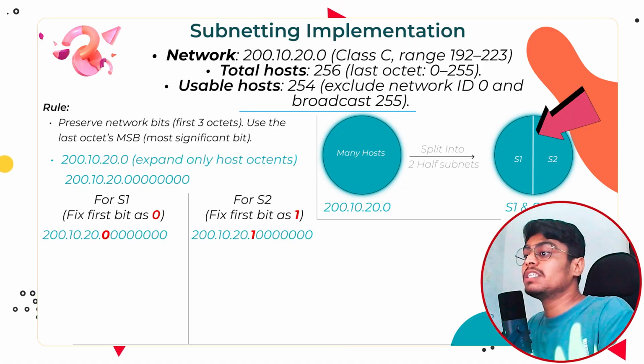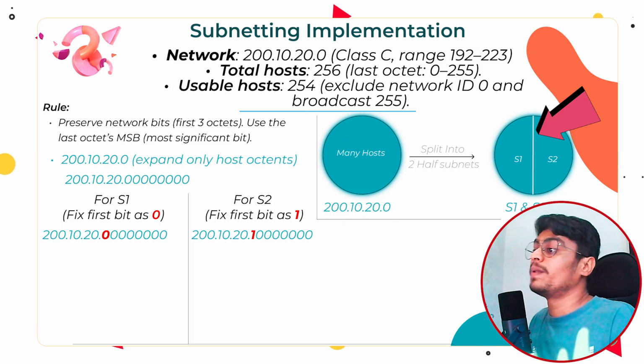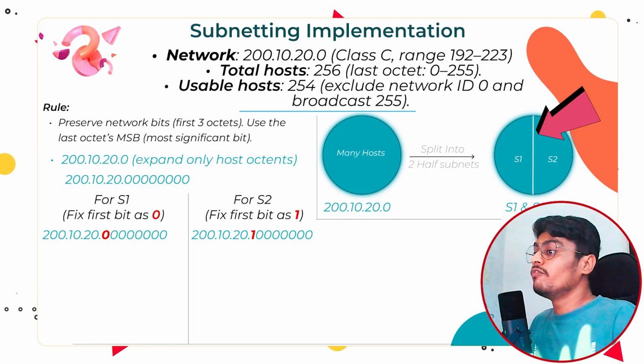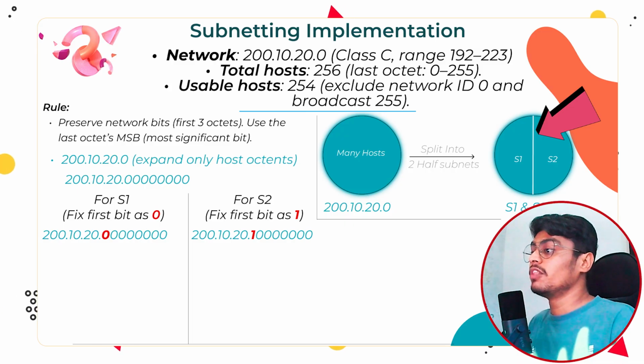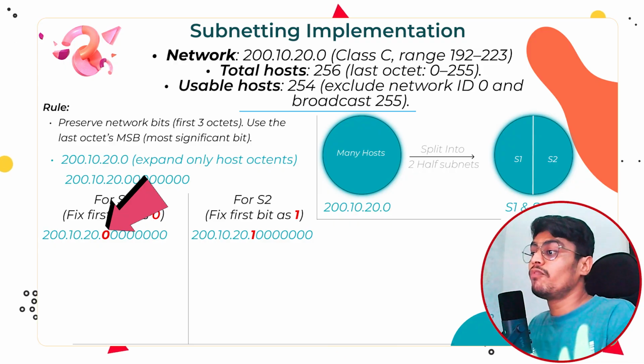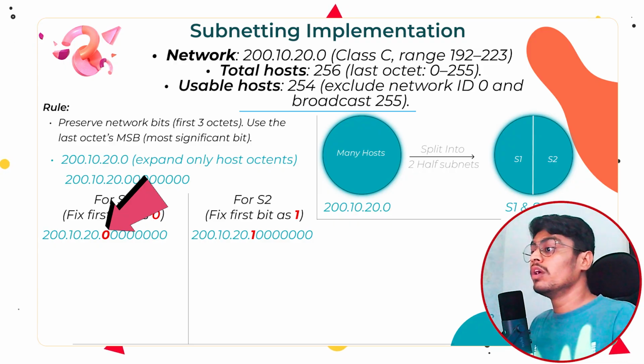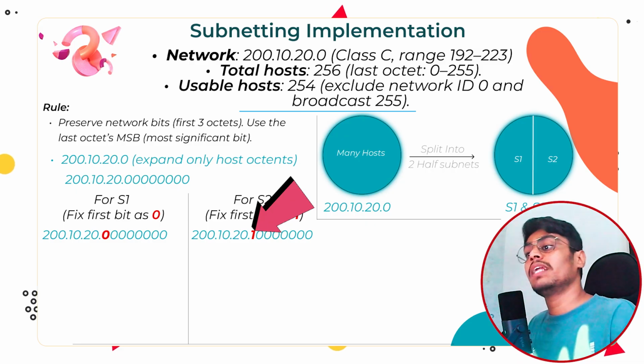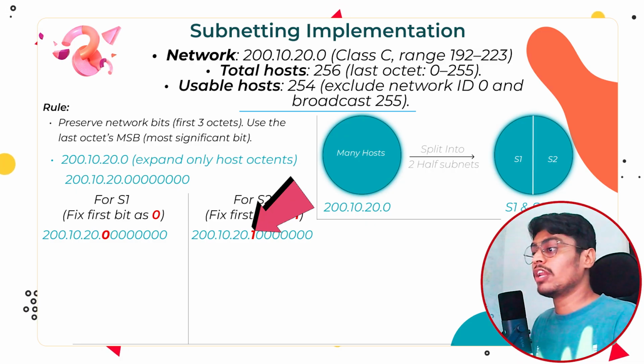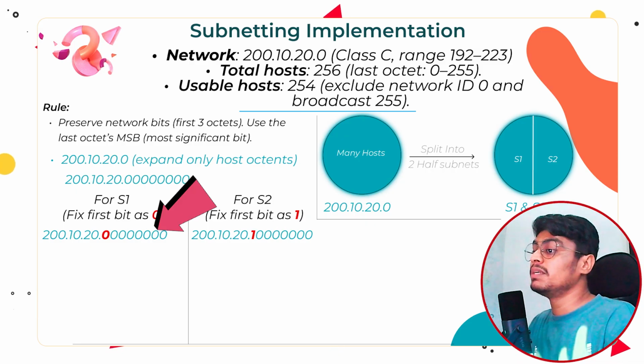By fixing the MSB, we divide the whole network into two parts, subnet 1 and subnet 2. We are fixing the MSB bit. So in subnet 1 we make the first bit of the last octet 0, and in subnet 2 we make the first bit 1. These bits are fixed and cannot be changed. Now we have 7 bits left to work with.